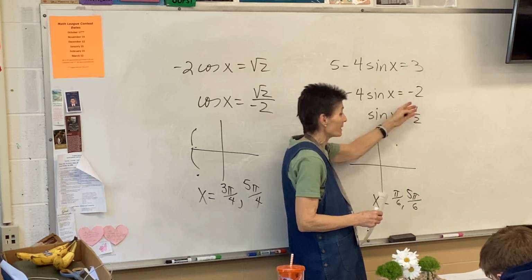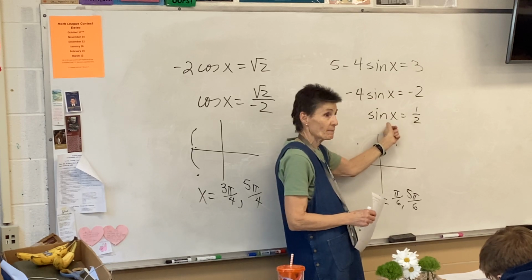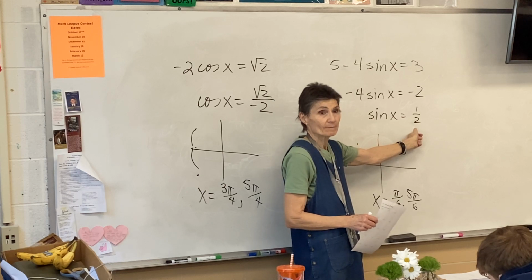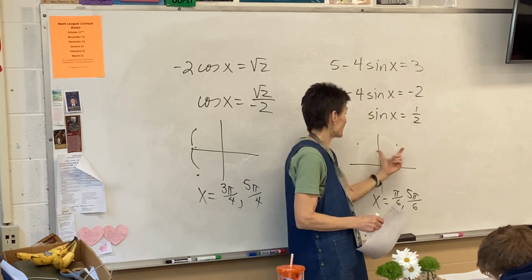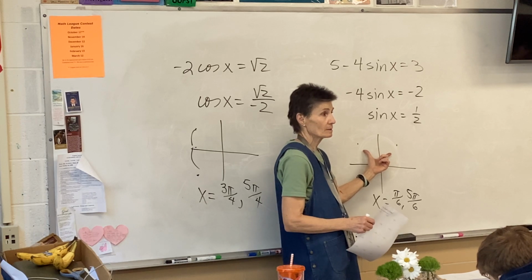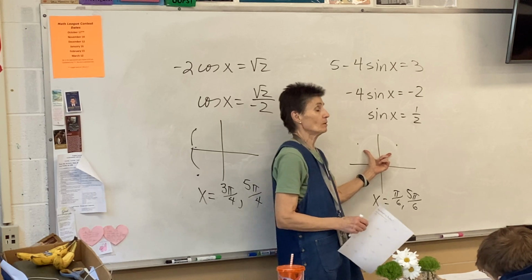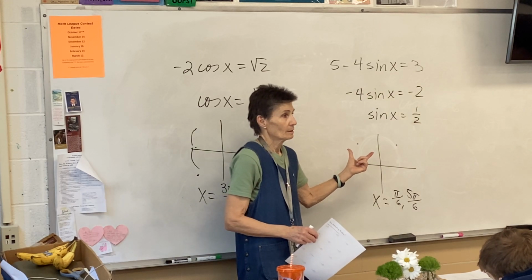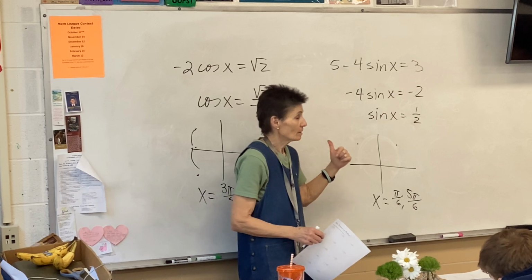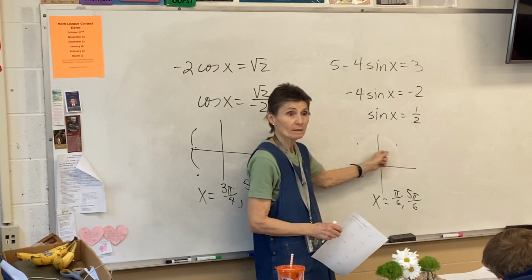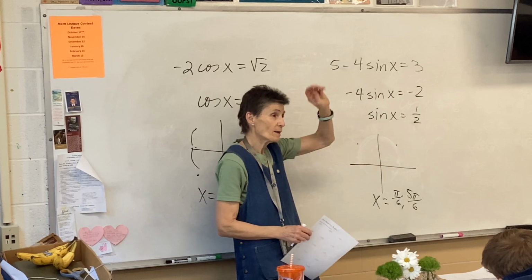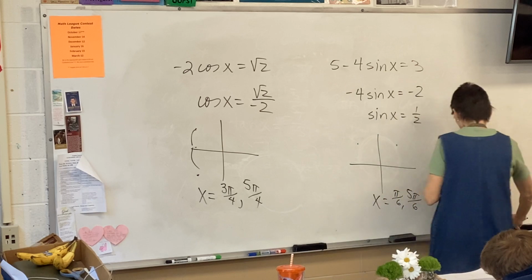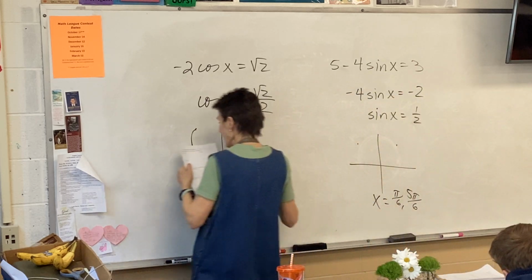Subtract 5 and divide by negative 4. In other words, get your sine by itself. You get positive 1/2. Sine is positive up here. What is the angle that has a y value of 1/2? Pi over 6. So pi over 6 in quadrant 1, pi over 6 in quadrant 2. Raise your hand if you got that right. Good. All right. Do I have volunteers for 3 and 4? They are the same kind of problem.